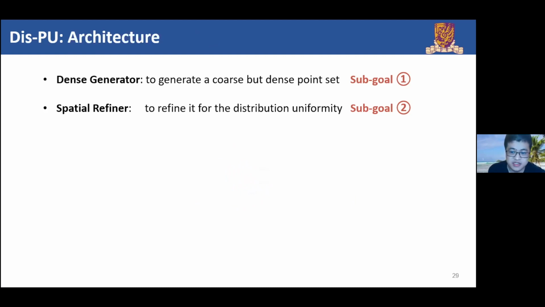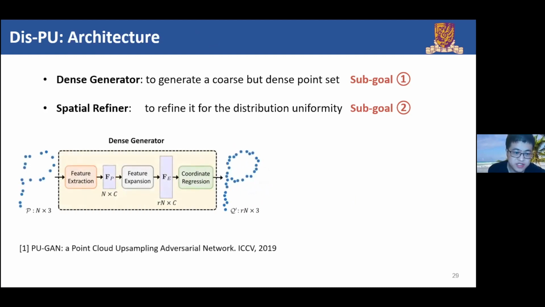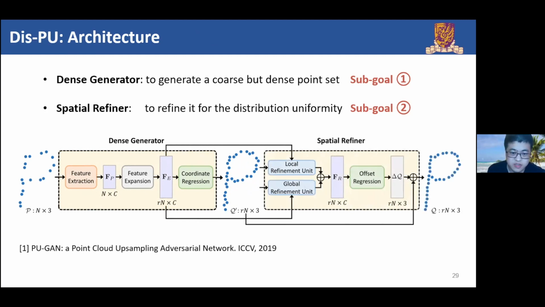For the architecture design, for the dense generator, we directly adopt a simplified version from our previous work, and also design a spatial refiner by combining a local refinement and a global refinement to refine the local and the global structure respectively. But when we design the framework, after we divide using the divide and conquer strategy, no matter how you design the details of this framework, the performance is always better.